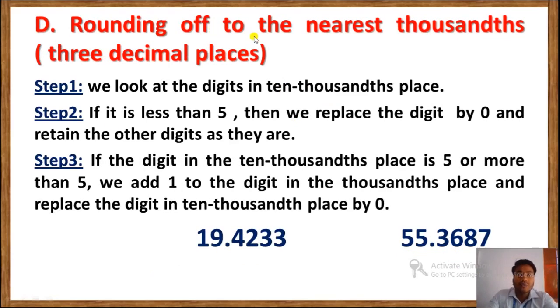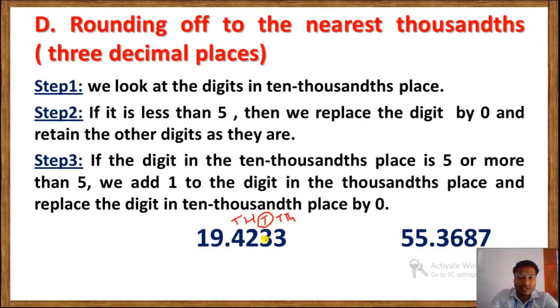Now rounding off to the nearest 1000th, 3 decimal places. Here we are talking about 3 decimal places or nearest 1000th. That means this one is 10th, 100th, 1000th, and this one is 10,000th. So here we are talking about 3 decimal places. That means this one. 1, 2, 3. 3 decimal places.